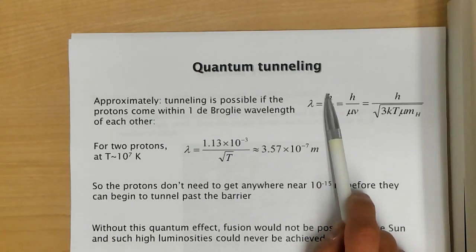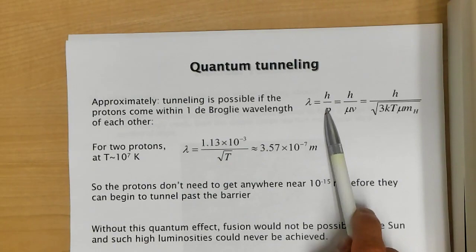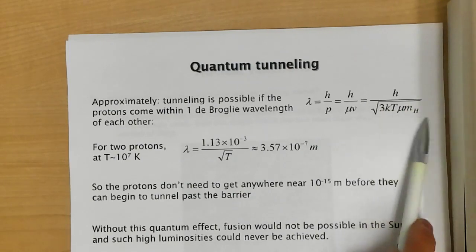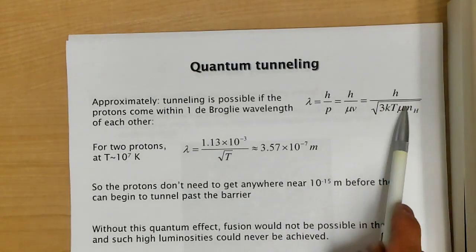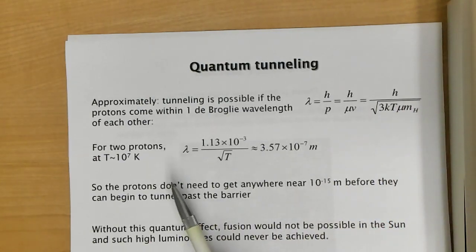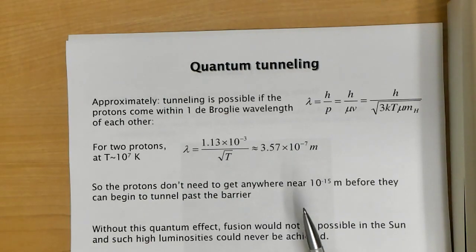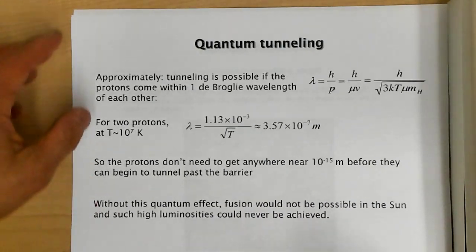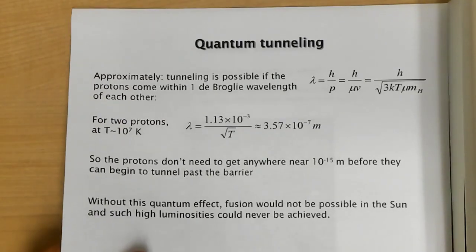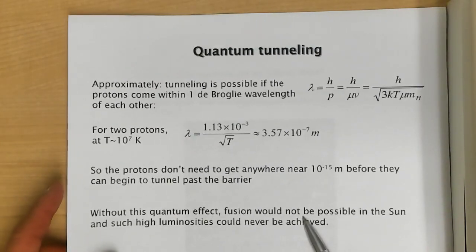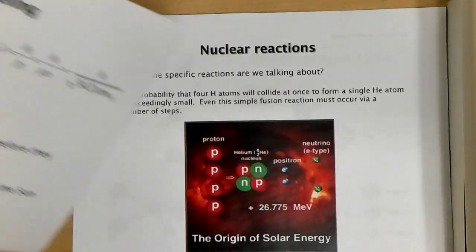So lambda is h, Planck's constant, divided by p, the de Broglie wavelength, and I can plug in the estimated momentum here. I get something that comes out to be about 3.57 times 10 to the minus 7 meters. That's much larger than 10 to the minus 15. So the protons don't need to get anywhere near 10 to the minus 15 meters. This is actually what happens, this tunneling process through the Coulomb barrier. And without this quantum mechanical effect, fusion would not actually happen in the sun or any other stars.